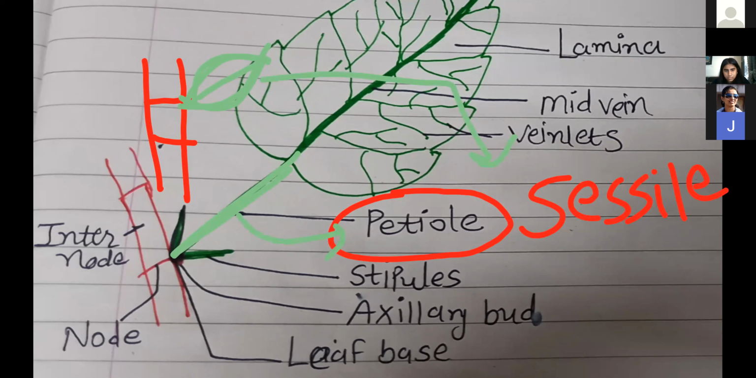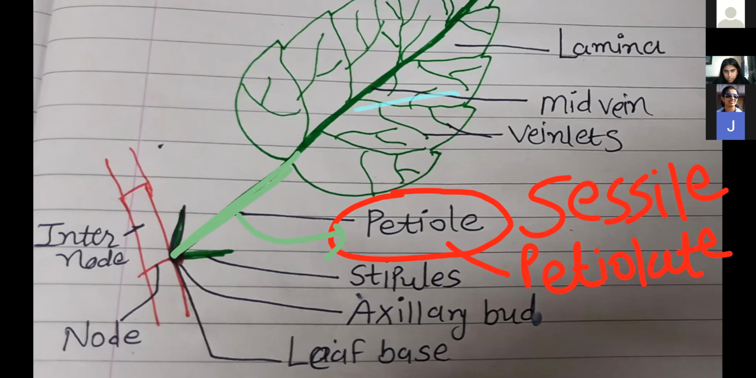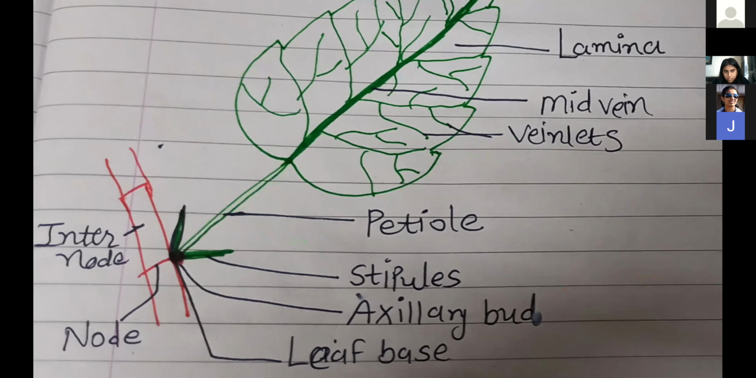And if stalk is present, we call petiolate. If petiole is present, we call petiolate leaf. If petiole is absent, we call sessile leaf. Right? One example of sessile leaf is calotropis. In Gujarati, we call it akdo. Next, we discuss the petiolate leaf. What is the role of the petiole over here? Can you tell me, is petiole a flexible structure or very hard?